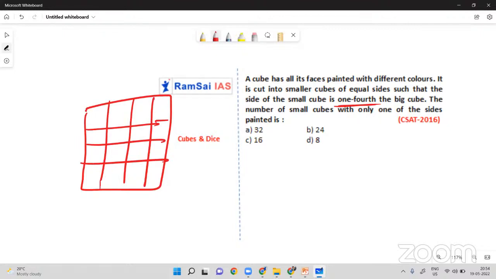Can you try it on your own? Only one face: 1, 2, 3, 4. Similarly, how many faces do we have? 6 faces. 6 fours are 24. The answer is very simple. Just try it on your own once. It's just applying the previous question.